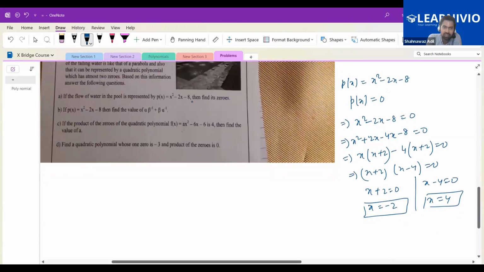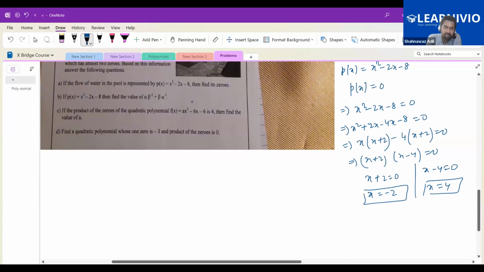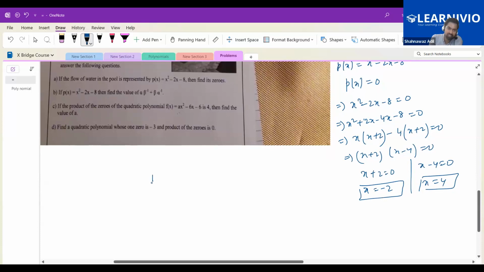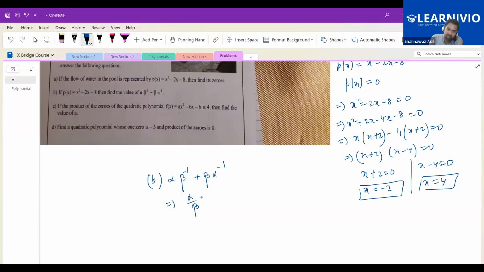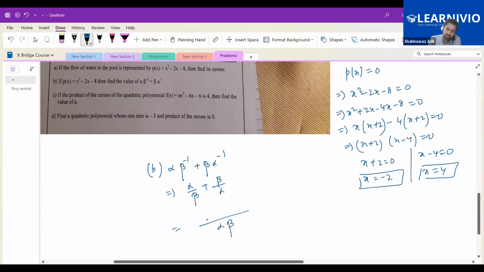Okay, so then you have this question, right? And then they are asking the second part, that is, find the value of alpha by beta, that is alpha beta inverse plus beta alpha inverse. So I can write it as alpha by beta plus beta by alpha, right? So this is alpha square plus beta square divided by alpha into beta. You can write the values of alpha and beta, right? Or you can use this identity: alpha plus beta whole square minus 2 alpha beta divided by alpha into beta.